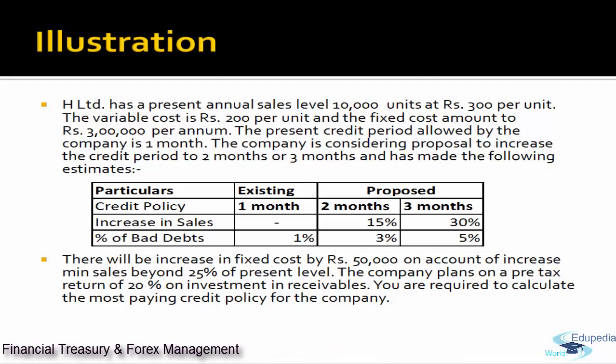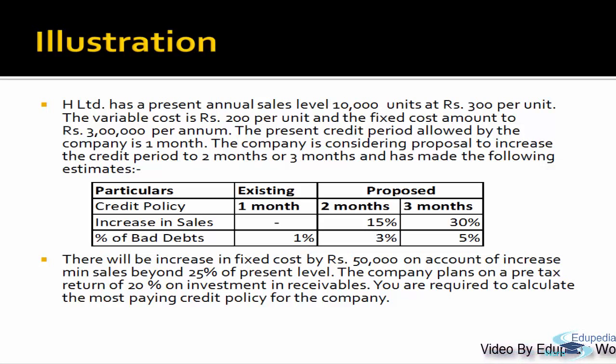The company is considering a proposal to increase the credit period to 2 months or 3 months and has made the following estimate. If the company increases its credit period from 1 month to 2 months, there is an increase in sales of 15%. But there is also a chance of increase in bad debts from 1% to 3%. That is, there is a 2% increase in the bad debts on the total sales value. If the company goes for 3 months, then though there is an increase in sales of 30%, there is also an increase in bad debt, which is 5%.